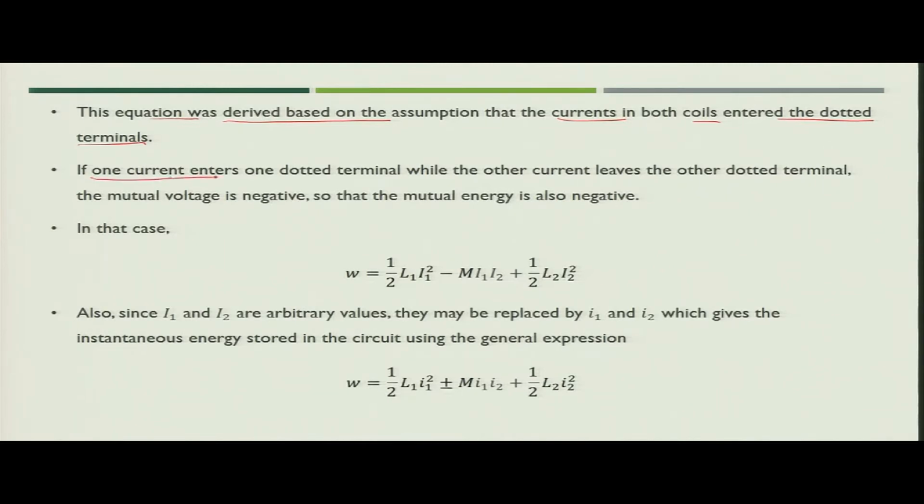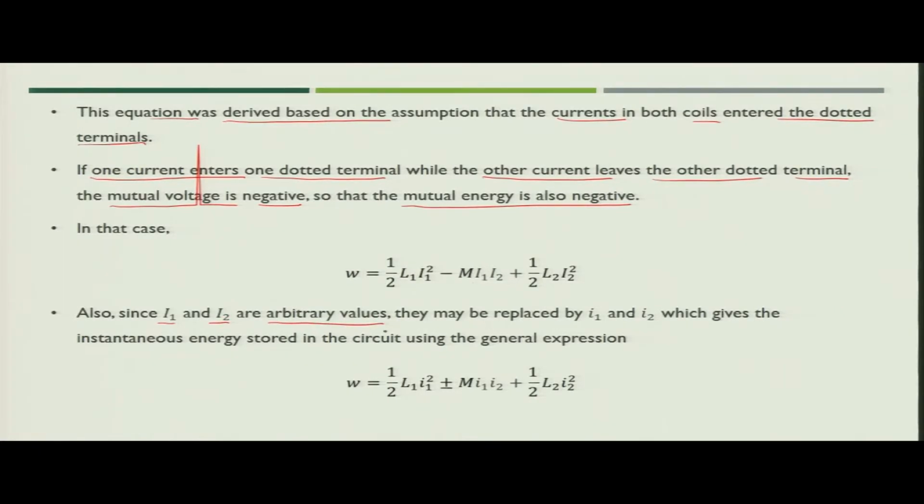So, in case one current enters the dotted terminal while the other leaves the other dotted terminal, the mutual voltage now will become negative. In that case, the mutual energy will also be negative. So, the total energy stored in the circuit will now become half L1 I1 square minus M I1 I2 plus half L2 I2 square. Now, we have considered I1 I2 as some arbitrary values.